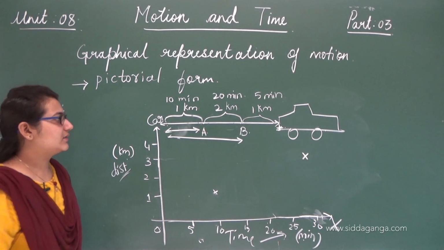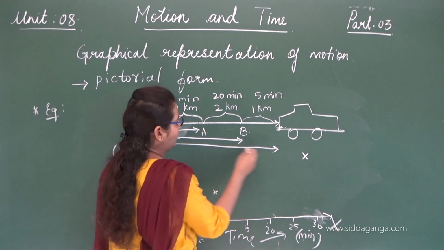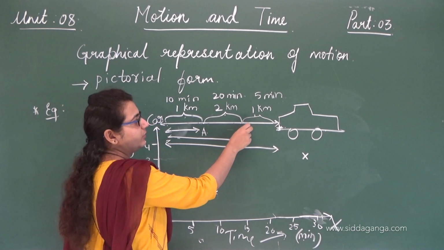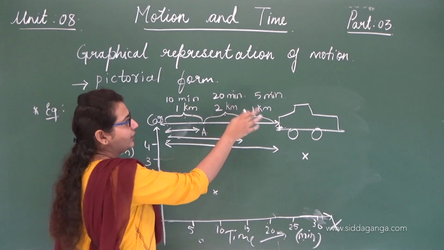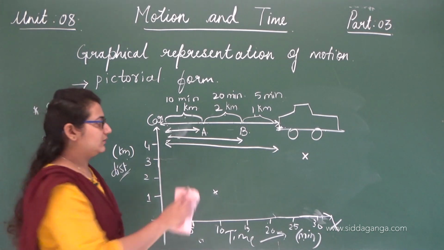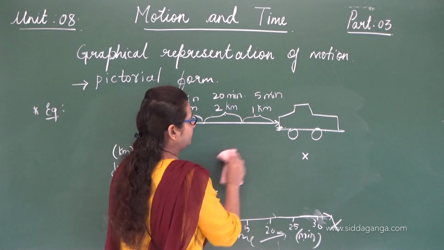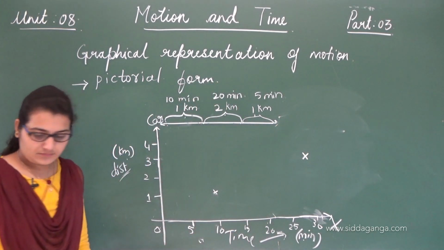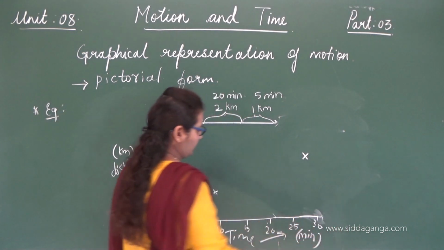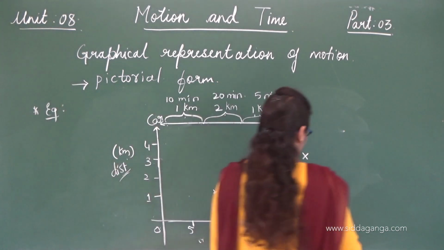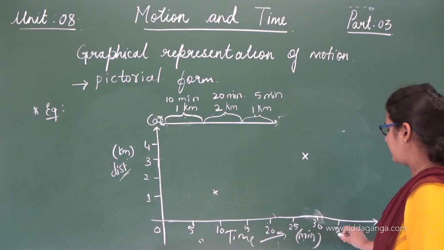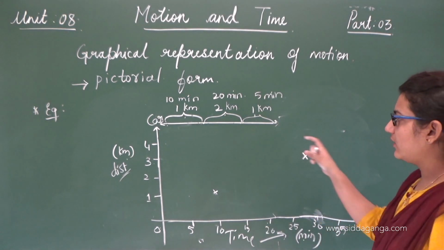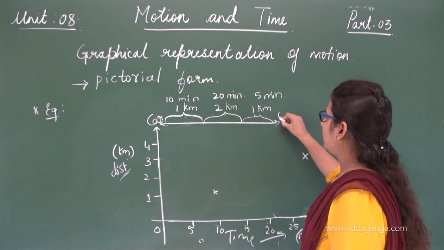So this is the point here, and again the car goes to the end. The total distance covered is 1 kilometer plus 2 kilometers plus 1 kilometer, that will be 4 kilometers. Again the timing is some 35 minutes. Got it? So while plotting the points in a graph, just take a bit more space so that you can easily continue later on.